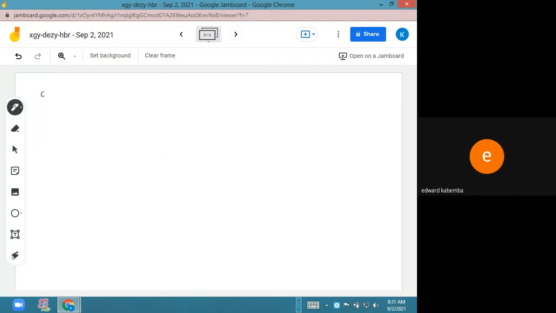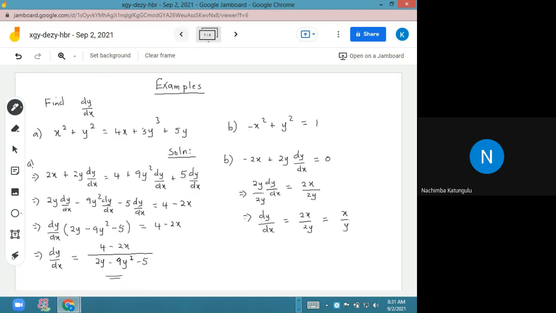Open bracket, x minus y, close, to the power 4, is equal to x plus y plus 5. So, solution. Excuse me, sir. Can you repeat the previous page? You want to screenshot it? I have, thank you. Okay.